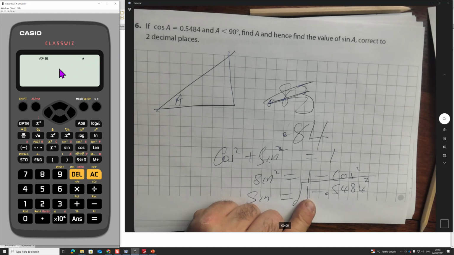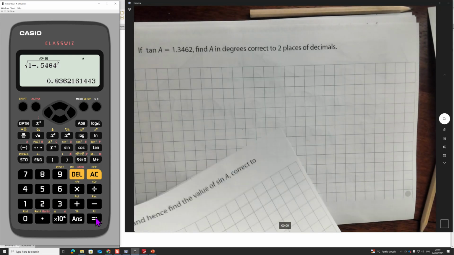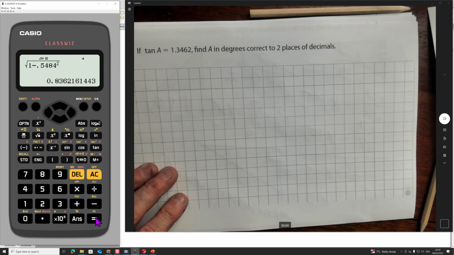So if you want to get a sine from a cos, you go square root. Now it's advanced, don't worry if it's going over your head, just skip it. Square root of 1 minus 0.5484 squared. Now, did I get it right? Is that going to come out to be 0.84? Actually, I doubt it is. Might have made a mistake. That's the sine of A. Let's check. Boom. Yes, it is. That's just another way of doing it. That was question 6. We're on to question 7.